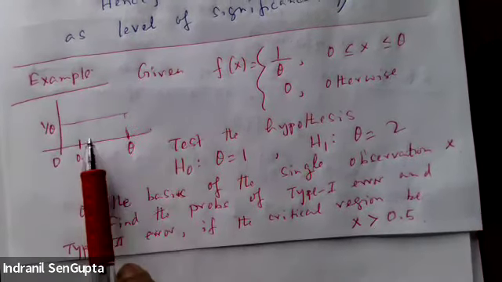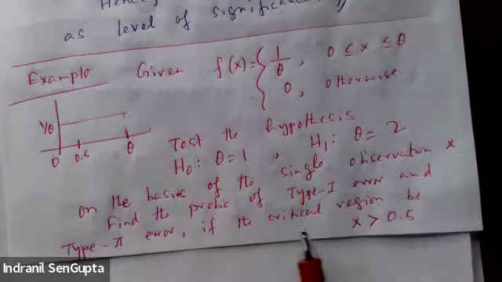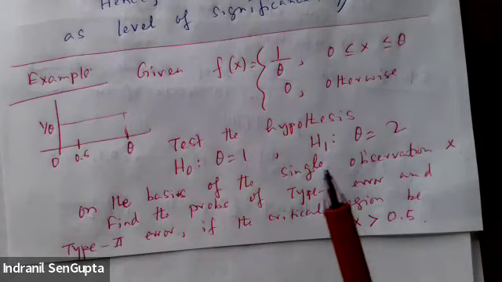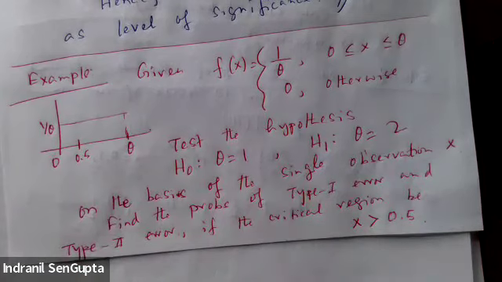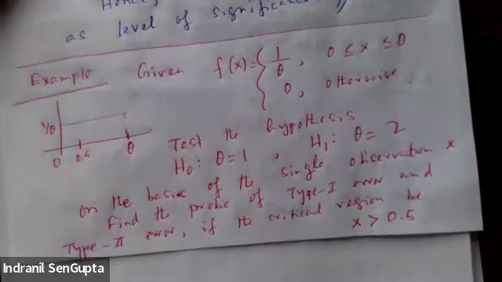So x more than 0.5 will be our critical region. And what we'll do is we have one observation, and based on that, we have to conclude if theta equals 1 or theta equals 0. So that's the deal. Okay, let's solve this one.